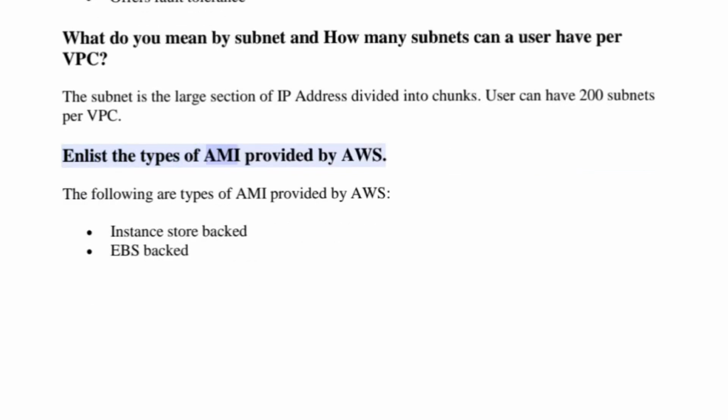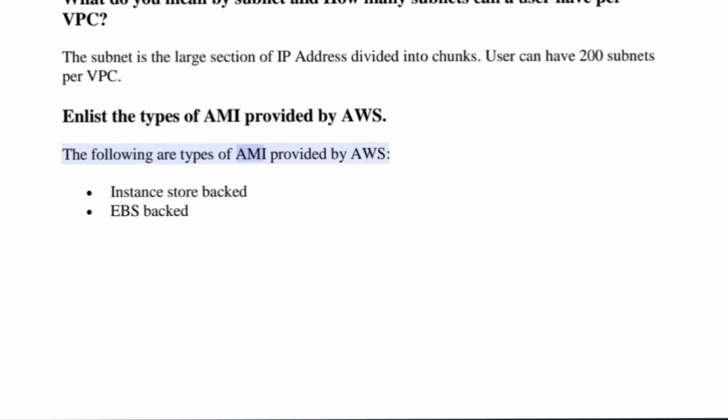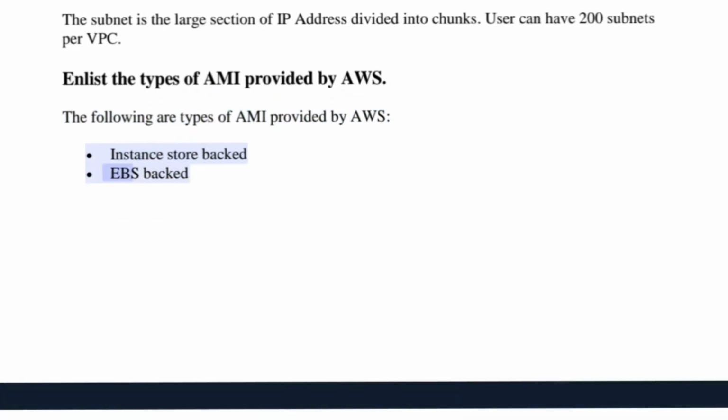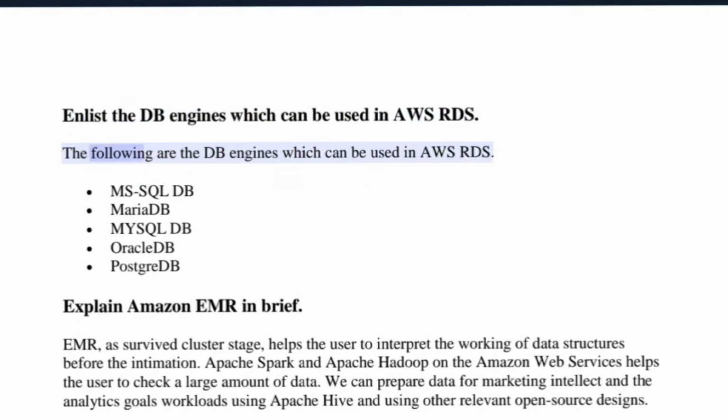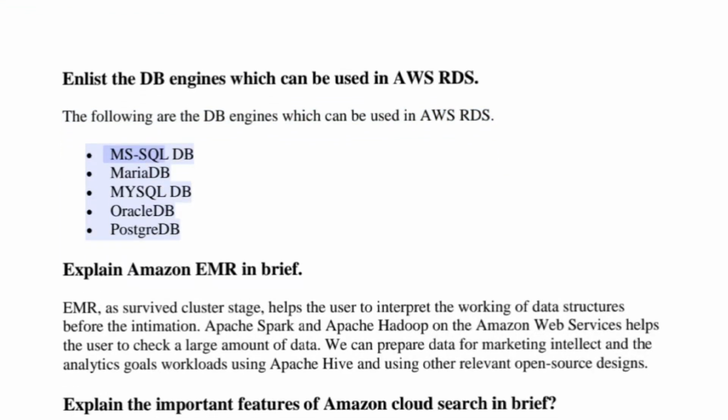Enlist the types of AMI provided by AWS. The following are types of AMI provided by AWS: Instance Store Backed, EBS Backed. Enlist the DB engines which can be used in AWS RDS. The following are the DB engines which can be used in AWS RDS: MS SQL DB, MariaDB, MySQL DB, Oracle DB, PostgreSQL DB.